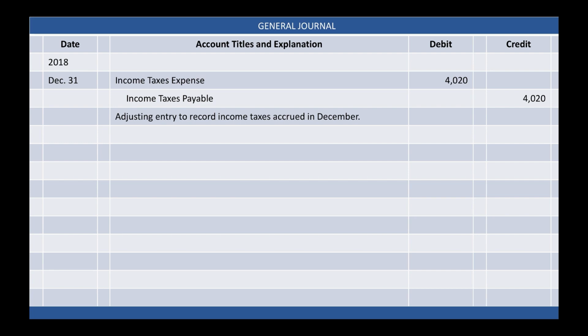$66,570 times 40%. Since Overnight has recognized income tax expense through November 30th amounting to $22,608, the December accrual will be for $4,020, or $26,628 subtract $22,608. The adjusting entry is to debit income taxes expense for the accrual and credit income taxes payable for the same amount. In this case, the taxes accrued are $4,020.